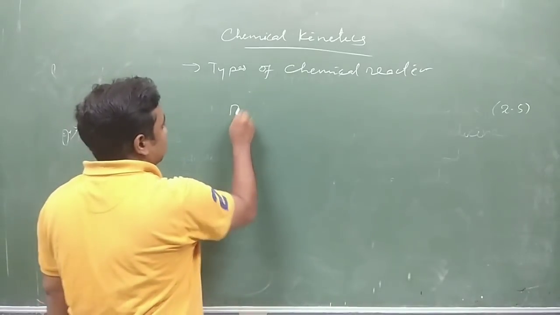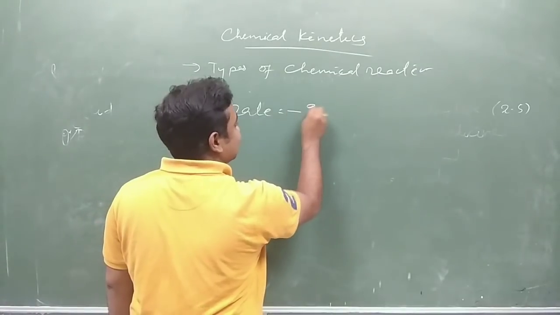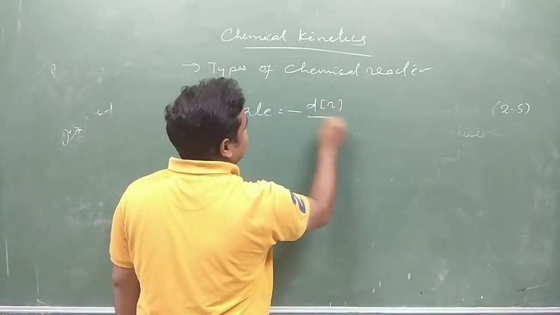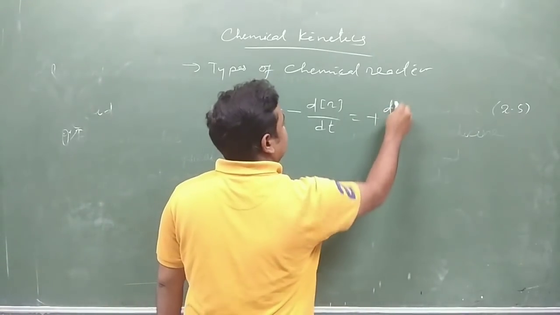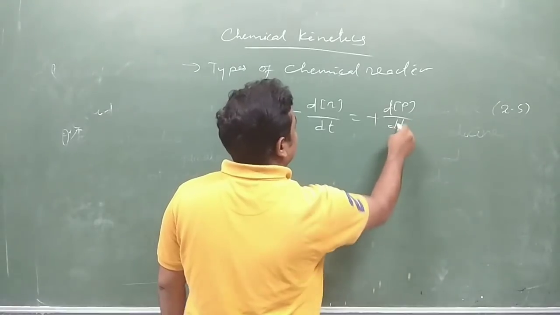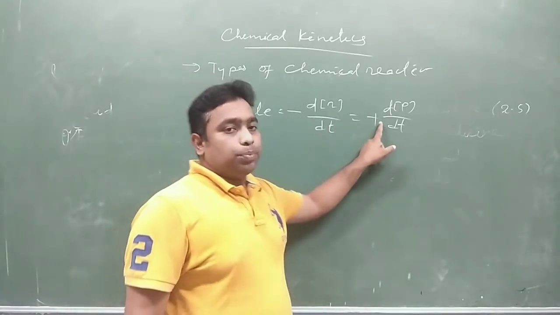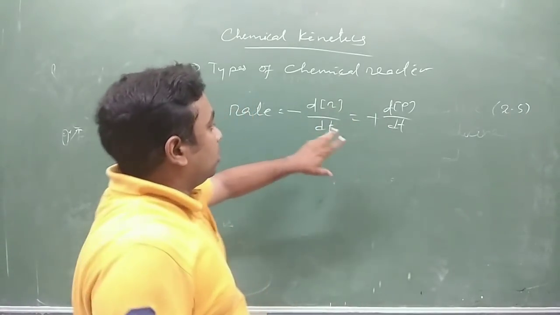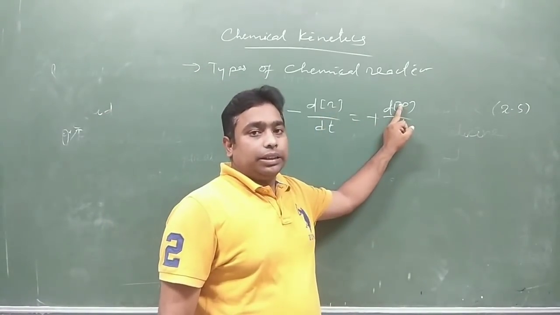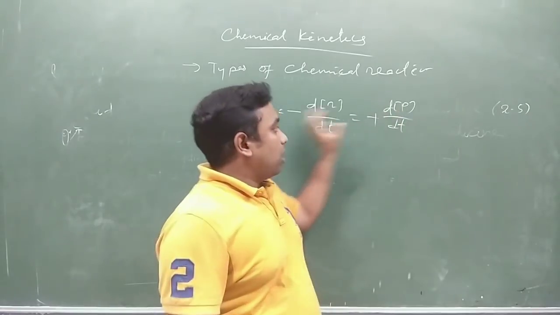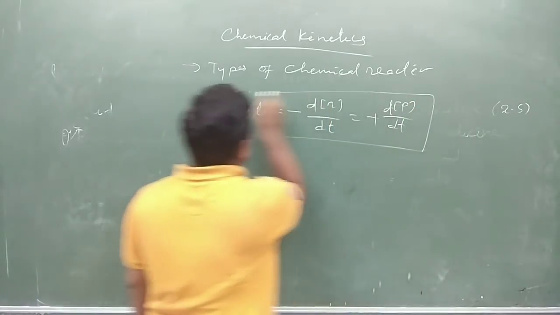So what have we discussed about rate? Rate is the change in concentration of reactant with respect to time, or the change in concentration of product with respect to time. And remember, here I have given a negative sign and here a positive sign. Why is it so? It is because the reactant concentration gradually decreases and the product concentration gradually increases with respect to time. That's why I have written this for the rate of reactions. Are you recalling these things?